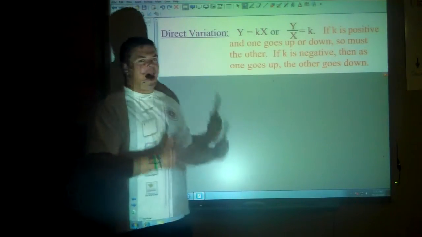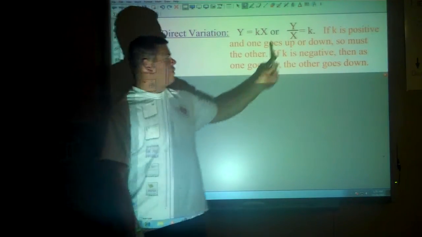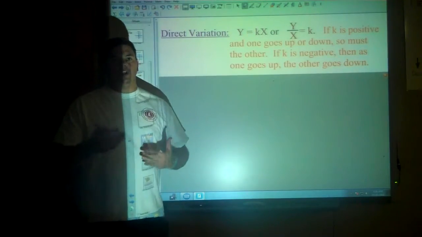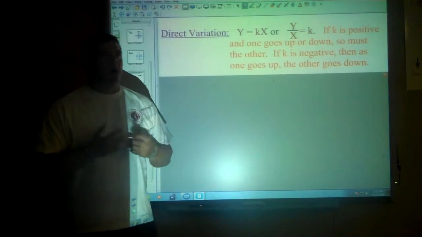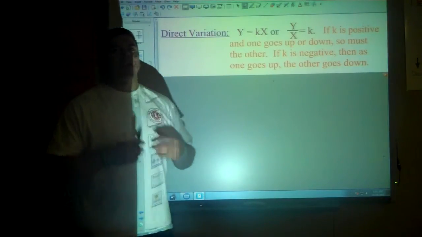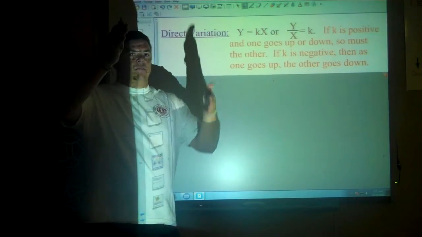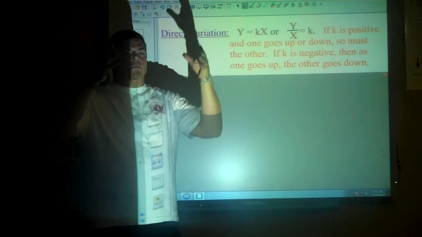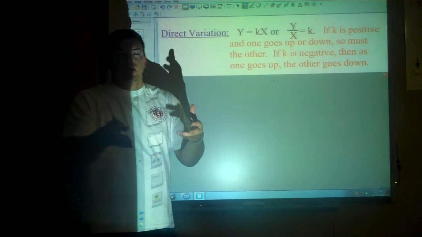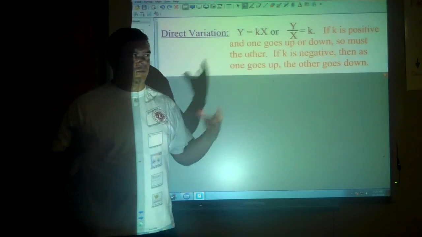Now, if you have a positive k value, anything greater than 0 is positive, then as one of your values goes up, so will the other one. For example, a positive k value in terms of gas and money spent. The more gasoline I buy, so as gas goes up, so does the amount of money that I spend. There is a positive constant relating those two. And that positive constant is the amount the gas costs, $3.65 per gallon, or whatever it is.